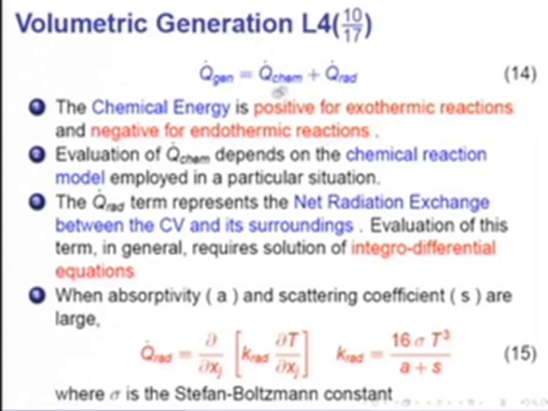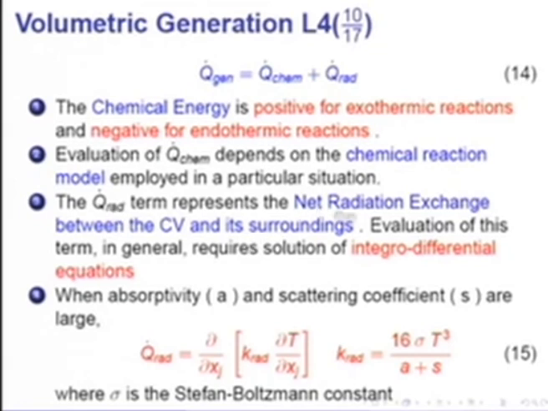So, Q dot chem would be positive in case of exothermic reactions, and it would be negative in case of endothermic reactions. So, if we want to evaluate Q dot chem in a moving fluid, then one needs to postulate first of all the chemical reaction model that is being employed. And there are a variety of chemical reaction mechanisms of different levels of complexity. We shall see all this when we come to study of mass transfer.